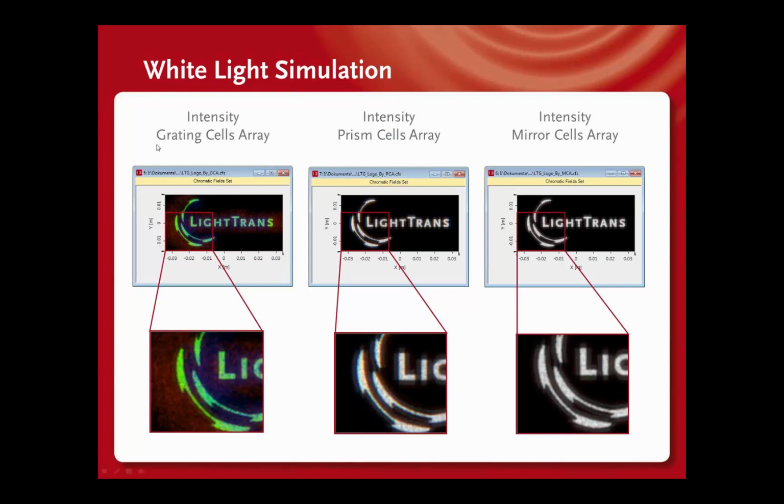And if you illuminate the grating cell array with white light, then you see that you actually get just a very good green light trans logo, but for blue light and red light we have just noise. So this grating cell array in this case does not work for wavelengths that are far away from green light. If you use instead a prism cell array, then you see that we get a nice white logo of light trans.